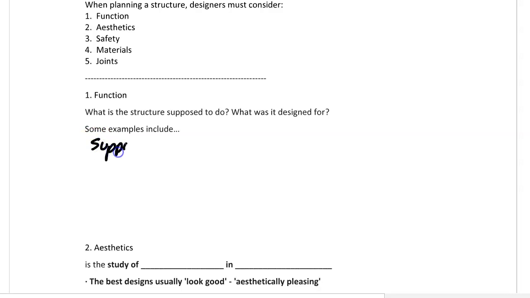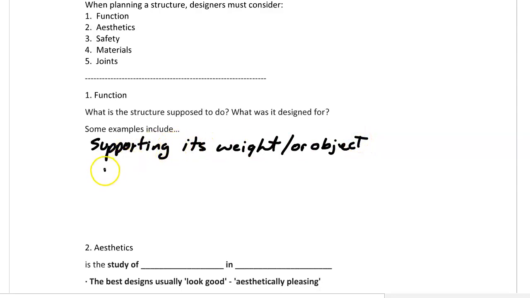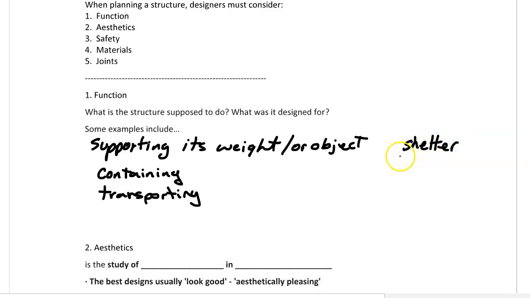So, supporting its weight, or the weight of an object. It could be containing something. It could be transporting something. It could be shelter. It could be lifting something. It could hold something in place or fastening something.